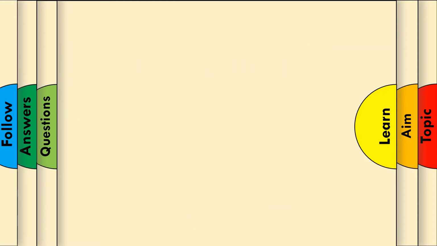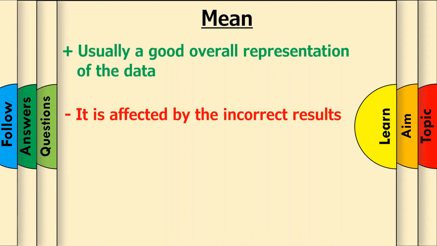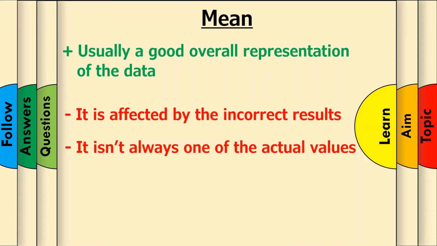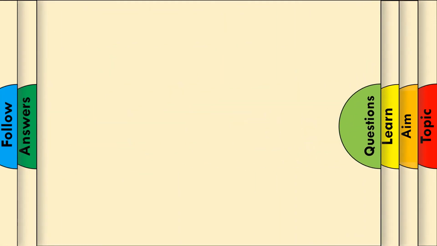Last, but not least, mean. The mean is usually a good representation of the data as it takes in all the values. However, it can be affected by incorrect results because it will add together all the values, and it also isn't always one of the actual data values, like the median. Now that you know the advantages and disadvantages of each of the mode, median and mean, you can choose which one's best for different kinds of data and also give your reasons why.